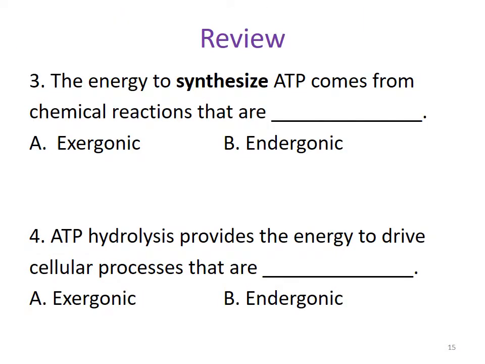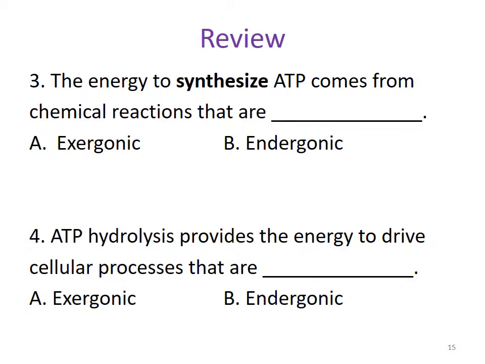So let's review. Number three, the energy to synthesize ATP comes from chemical reactions that are blank. Are they exergonic or endergonic? This one is a little bit tricky. Making ATP is an endergonic reaction. However, where do we get that energy from? We get that energy from exergonic reactions. So the answer to this question is A, exergonic.